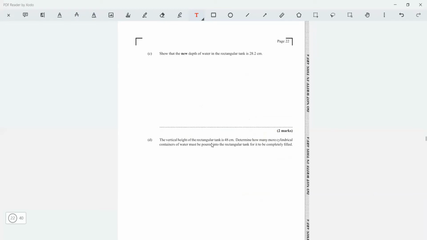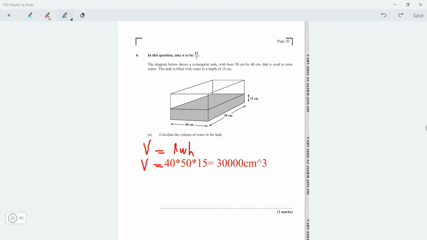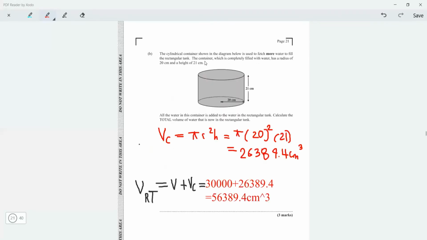All right, now continuing, it says, show that the new depth of the water in the rectangular tank is 28.2. So of course, when you pour some water in the tank, the height of the water has to go up. So after we pour the water, it reads somewhere up here, about 28. Probably somewhere there. So let's go see if it's 28.